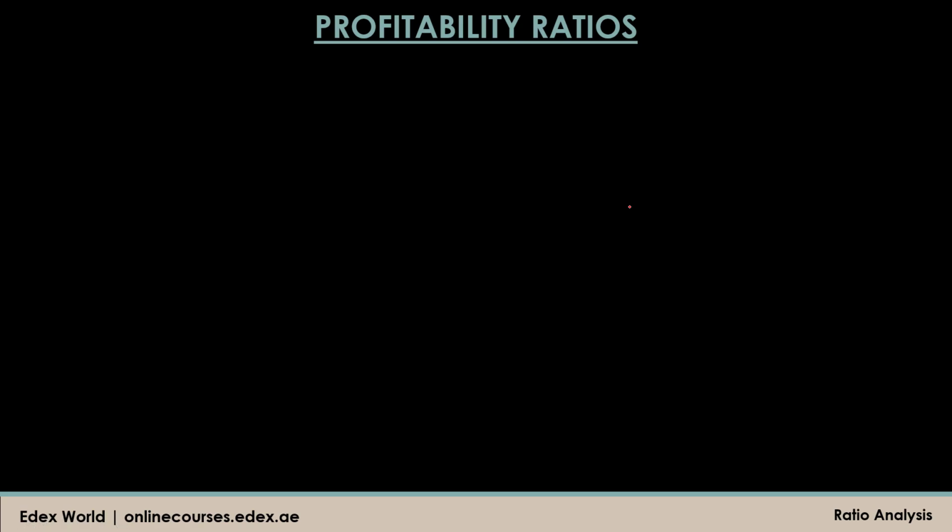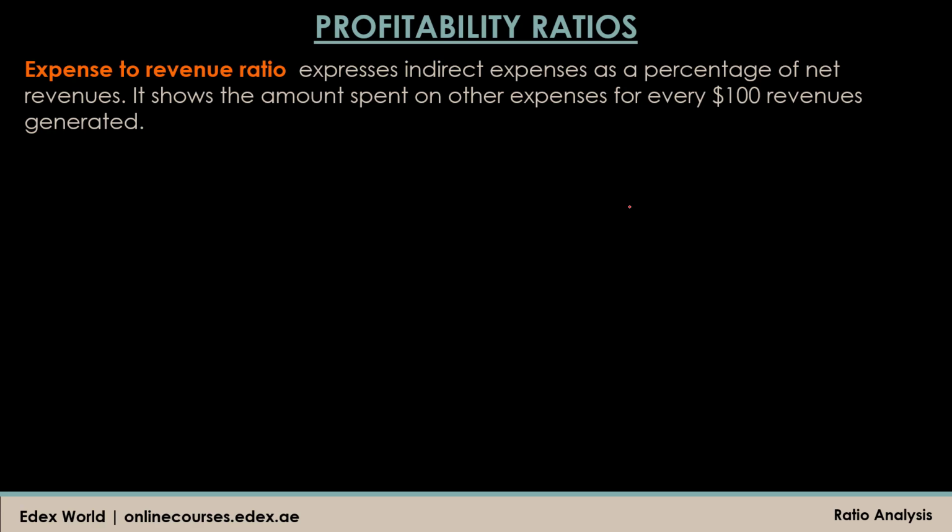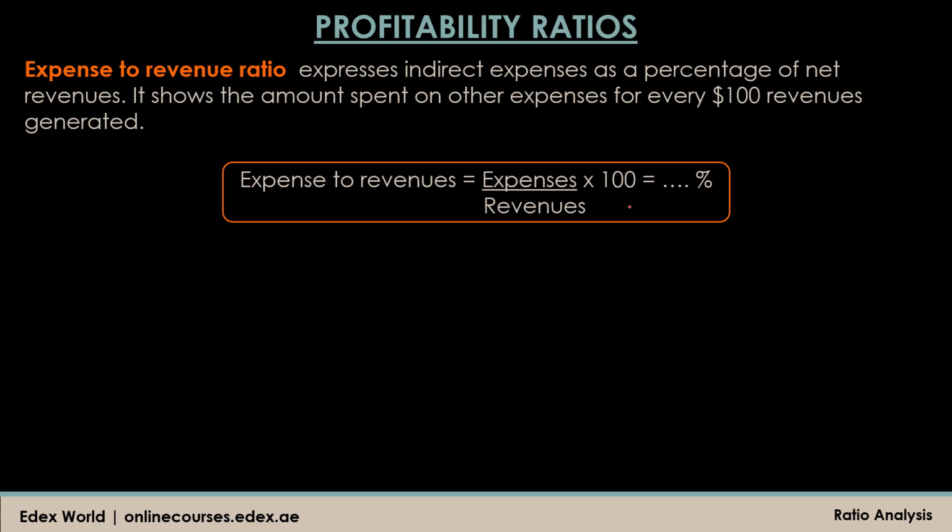So now let's continue with the other profitability ratios in AS level. The first one is called the expense to revenue ratio. This ratio expresses the total expenses of the firm as a percentage of the revenues generated. In other words, for every $100 revenue, how much expenses the business has incurred. These expenses could be operating or non-operating expenses.